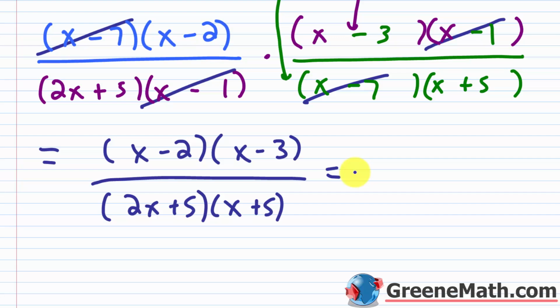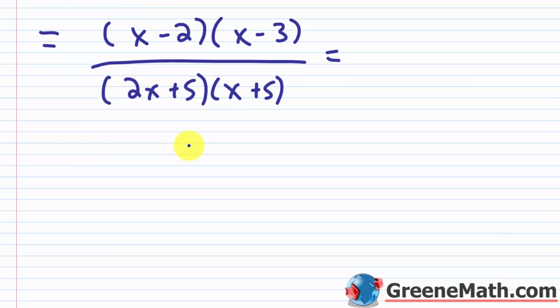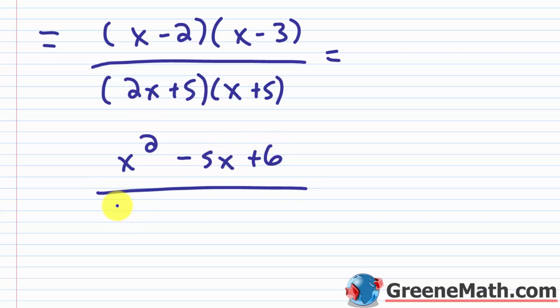And just for the sake of completeness, let's go through the process and multiply everything. So x times x is x squared. The outer would be -3x, the inner would be -2x, and the last would be +6. So this would be -5x and then plus 6. This is over, the first would be 2x squared, the outer would be +10x, the inner would be +5x, and the last would be +25. If you combine the like terms, you'd have +15x here. So you could write this in the factored form, or like this where you've multiplied it out. Either way is an acceptable answer.